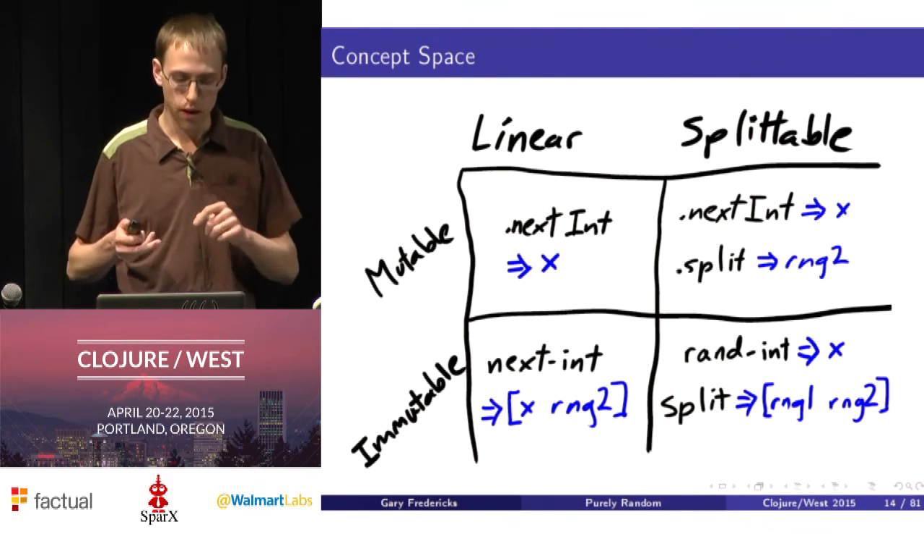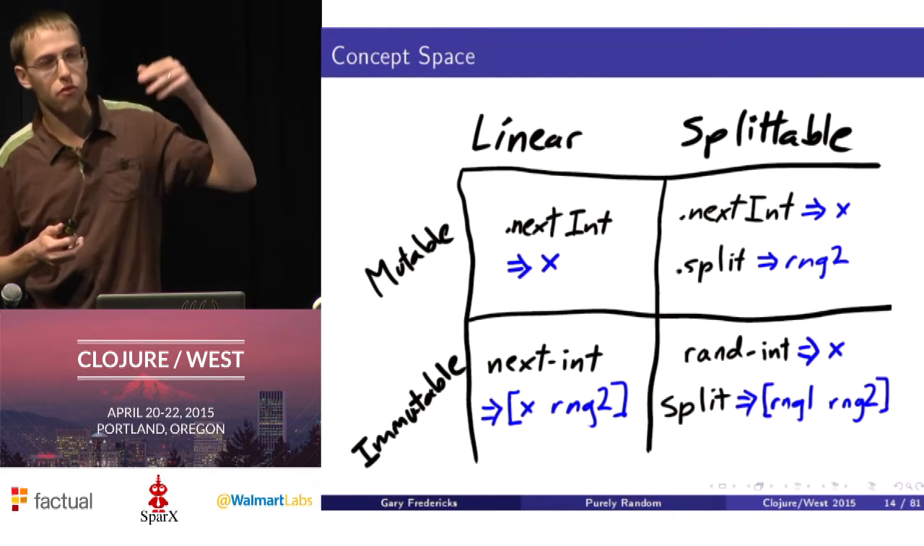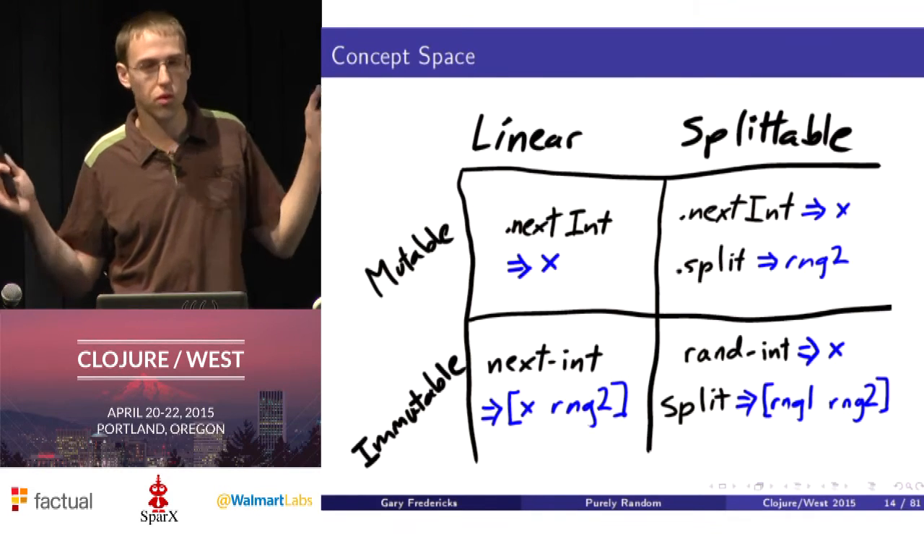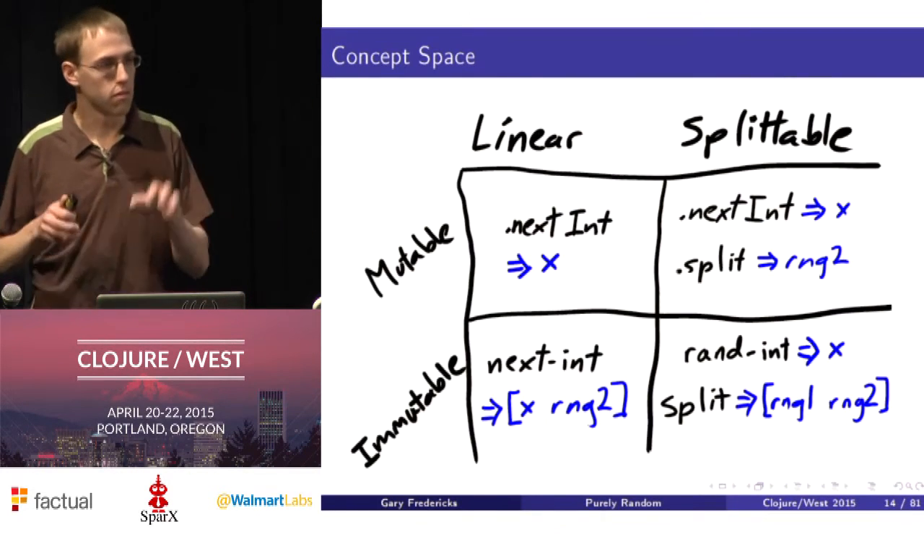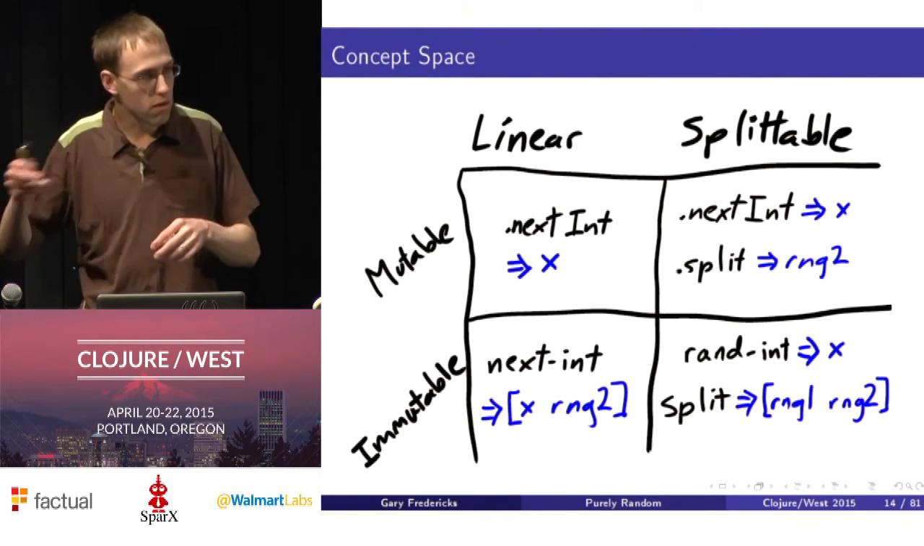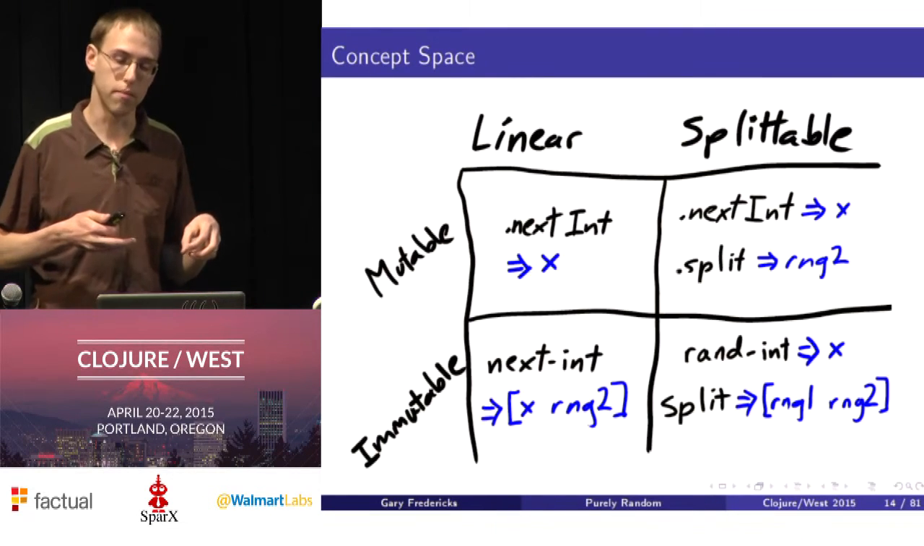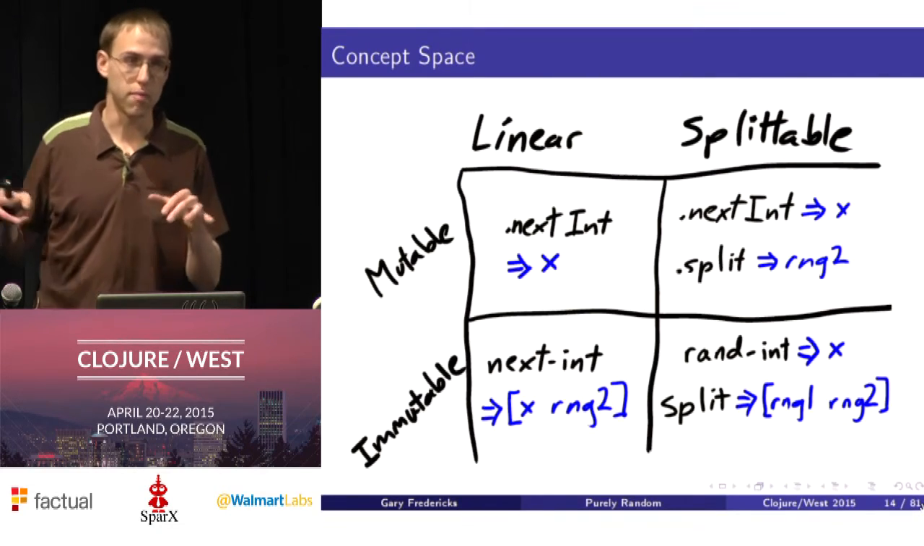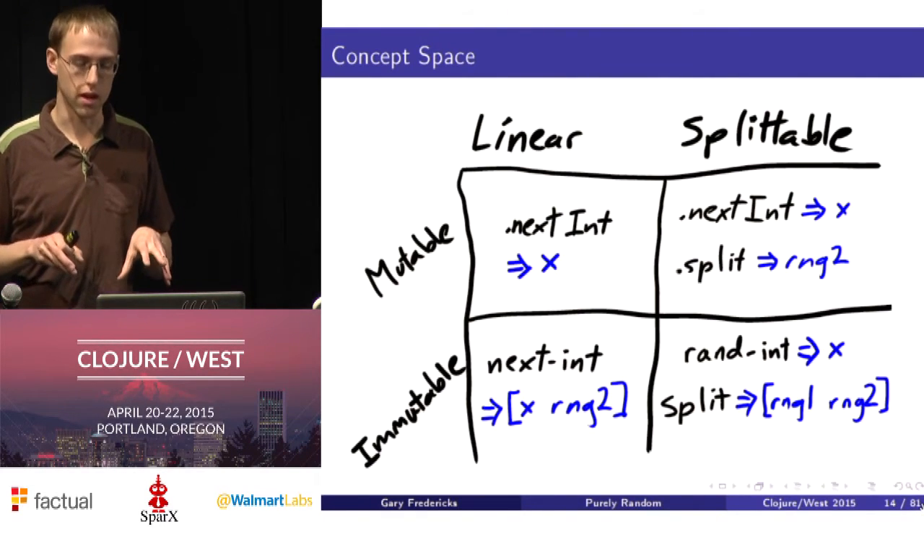So it's worth pointing out that the change from mutable to immutable is a relatively cosmetic one. Given any mutable random number generator, there's some low-level coding process you can do. You can figure it out to turn it into an immutable one. But going from linear to splittable is not generally possible. There's no general mechanism for doing it.